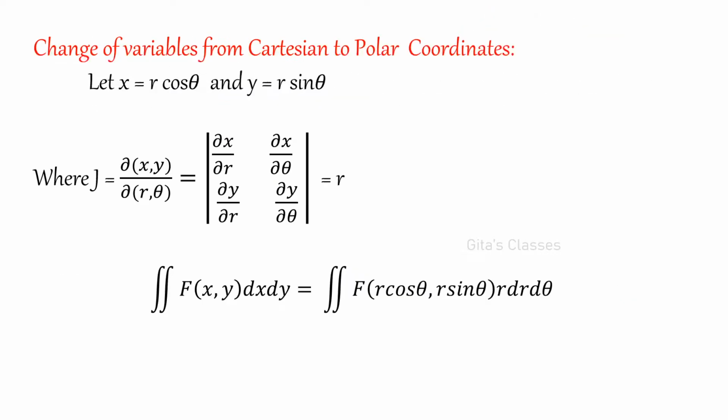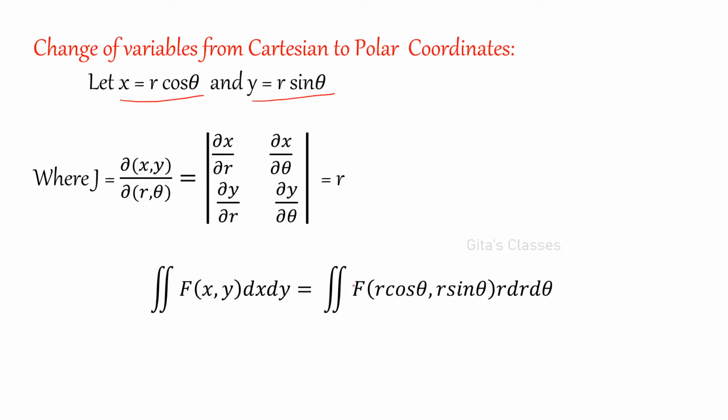This is generalized. Now we will see how to change from Cartesian to polar coordinates. Always remember, this is the standard form. When you want to change from Cartesian to polar coordinates, these are the substitutions you have to remember. Let x is equal to r cos theta, y is equal to r sin theta. Then you have to find the Jacobian of dou xy by dou r theta, which is the determinant of dou x by dou r, dou x by dou theta, dou y by dou r, dou y by dou theta. If you substitute all these things, you will get r as the Jacobian.